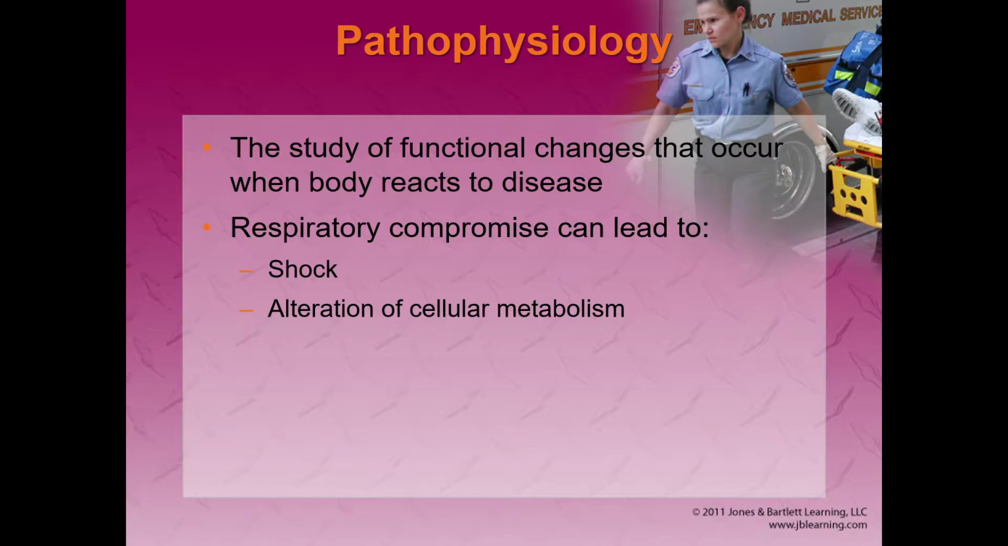Pathophysiology is the changes that occur within the body when it reacts to a disease process. There's so many diseases that can happen within a patient. If you have a disease of the pancreas, you get diabetes. A disease of the brain can be a stroke. Pneumonia is a disease of the lungs. Any sort of respiratory compromise can lead to shock or alteration in cellular metabolism.